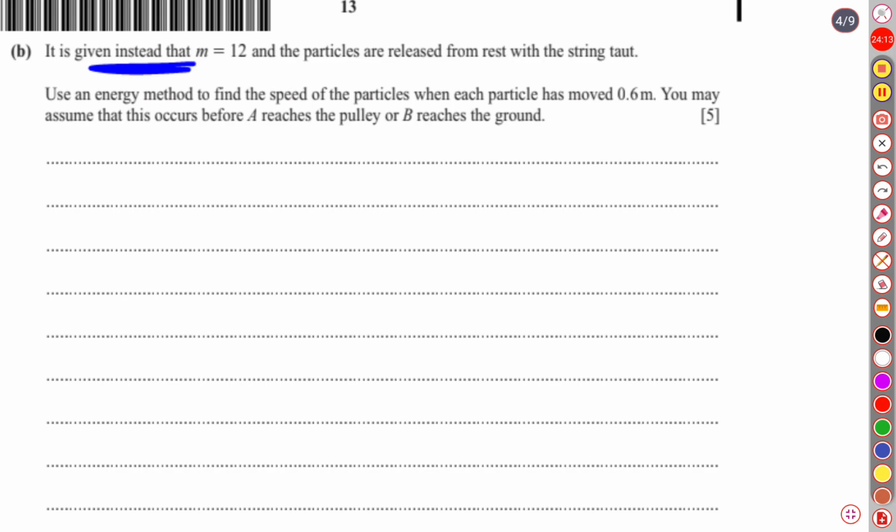For the energy equation, the components are height as well as velocity. The initial velocity of both particles is zero, as they were at rest initially, and the final velocity can be obtained. But about height, we will have to determine the height. They didn't give the height, so please don't get confused with this one. This is 0.6 meters, which is their movement, but this doesn't mean height.